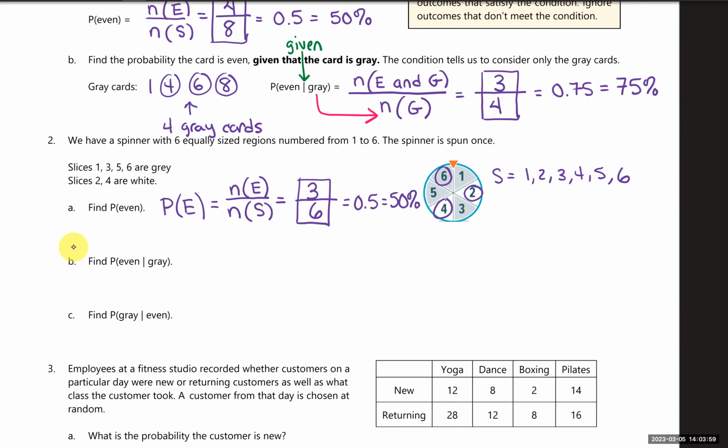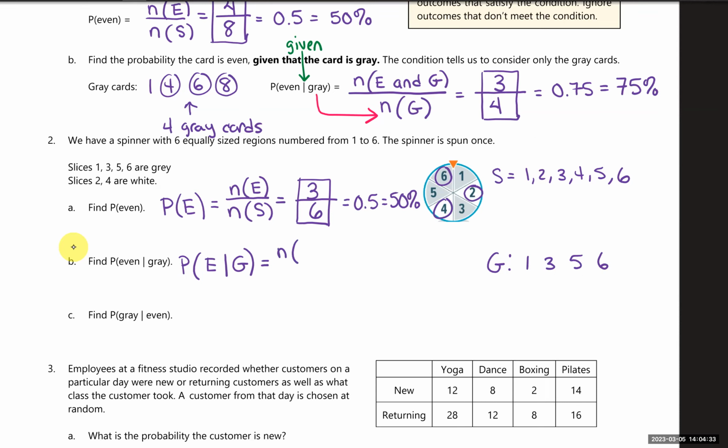All right, so what if we were asked the probability of spinning an even given that we know the region is gray? So we're only allowed to consider gray. The gray regions were 1, 3, 5, 6. So I'm going to write the formula another time. If you can do these without the formula, totally fine.